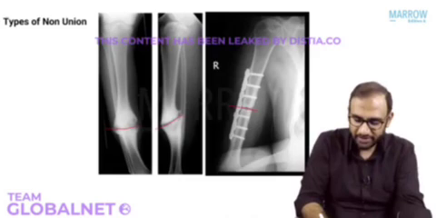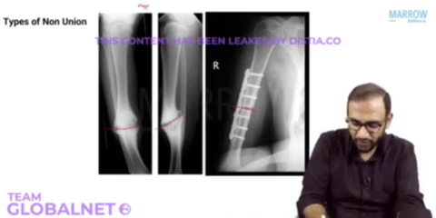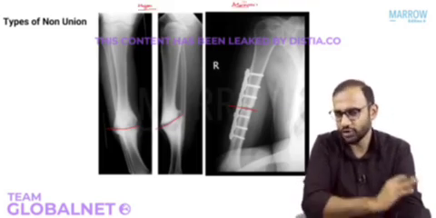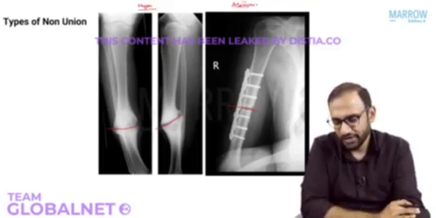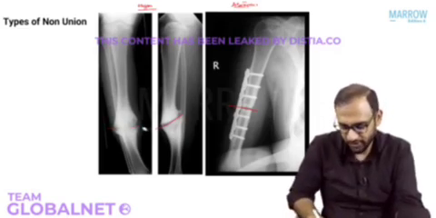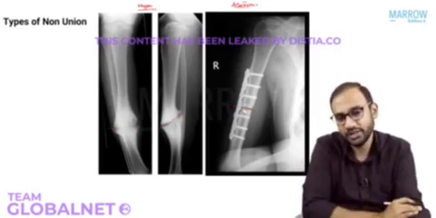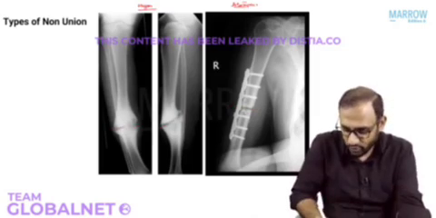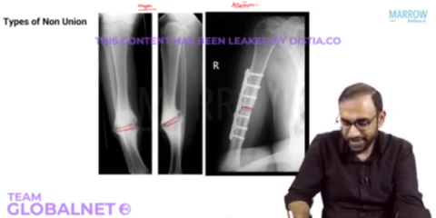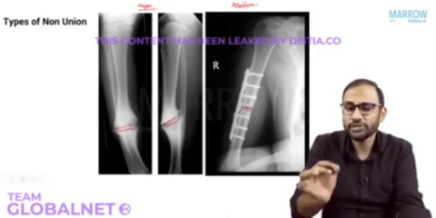Listen, here this is hypertrophic non-union and this is atrophic non-union. First, I will show you the similarities between the two, and then I will show you the differences. The similarity is that in both of these non-unions, the fracture line will be visible. Are you able to see the fracture line? Yes, fracture line is visible. Second, the ends are smooth and sclerotic. Sclerotic means more dense, more white.